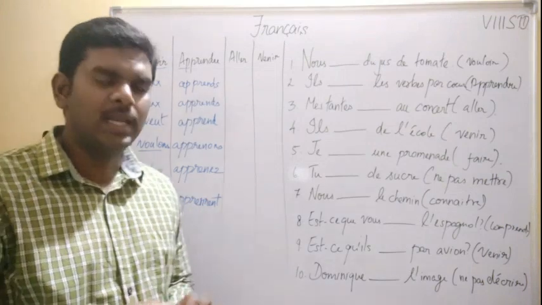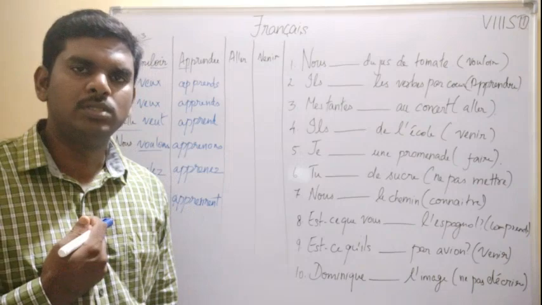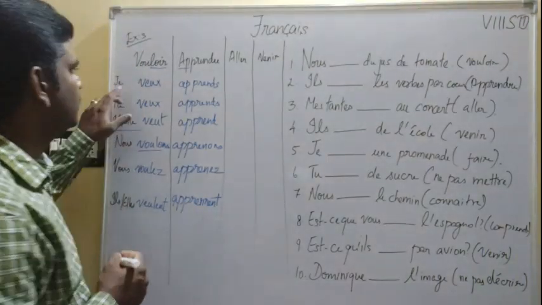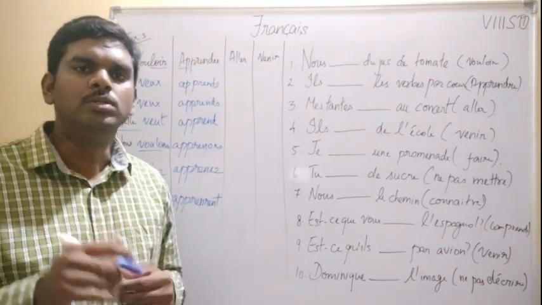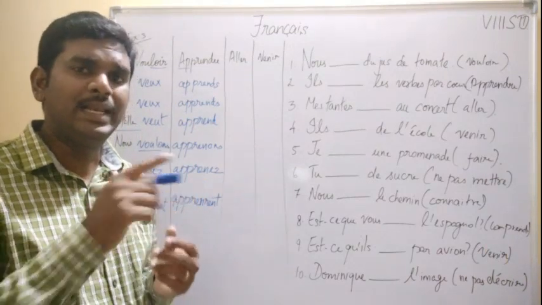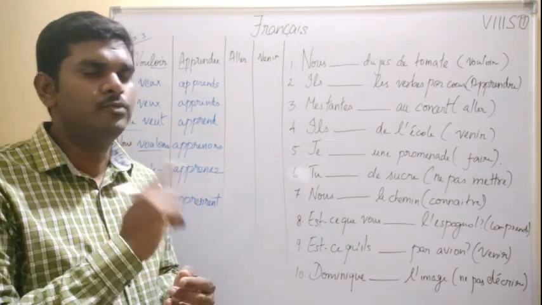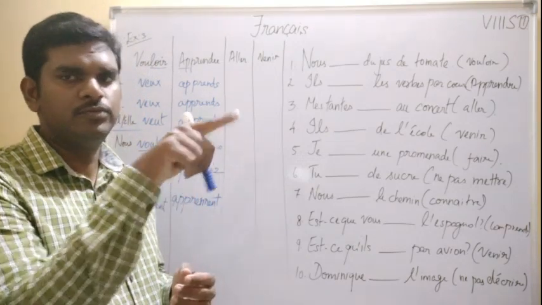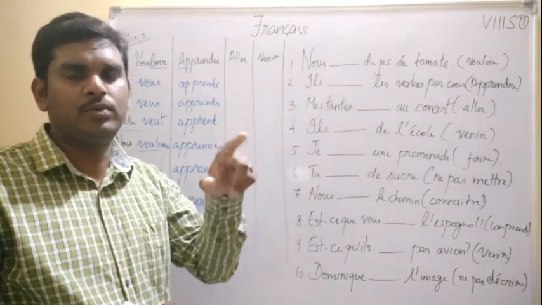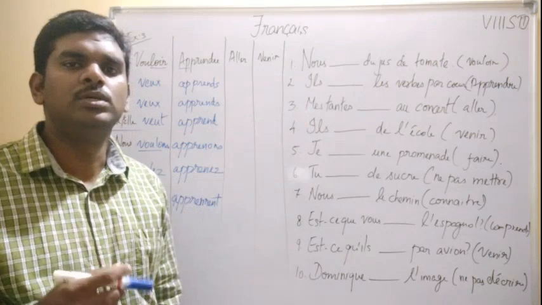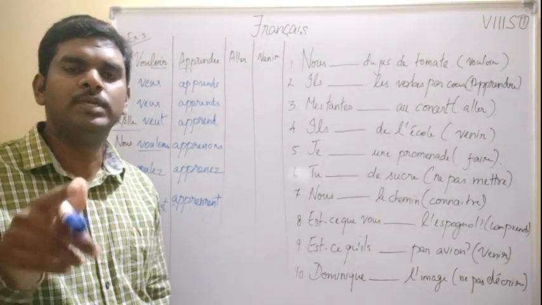I will repeat once again. Apprendre, the verb, to learn. J'apprends, with a J apostrophe here because the verb begins with a vowel. J'apprends, tu apprends, il, elle apprend, nous apprenons, vous apprenez, ils apprennent, elles apprennent. Apprendre is to learn. J'apprends means I learn. Tu apprends means you learn.